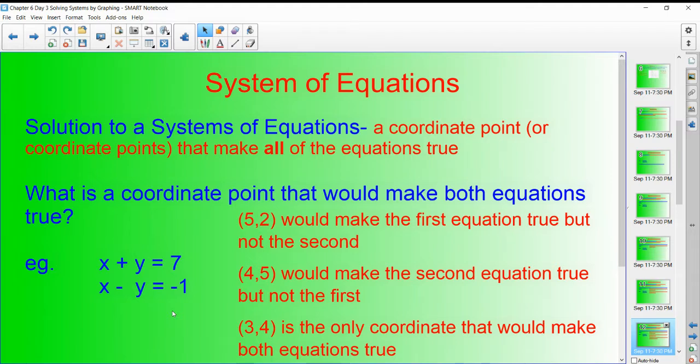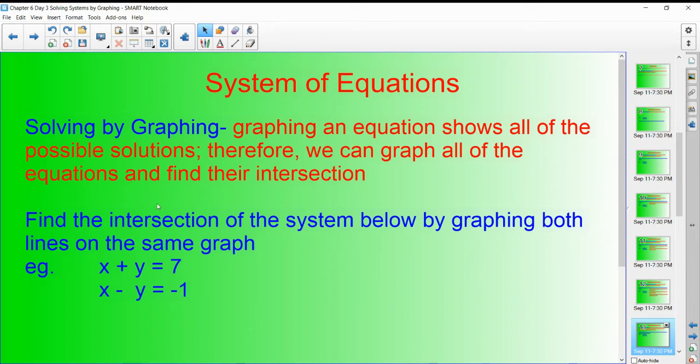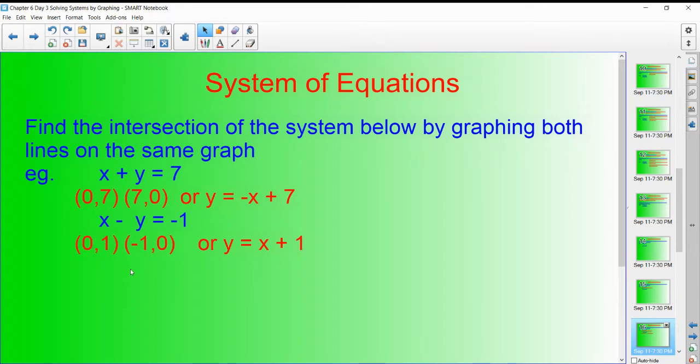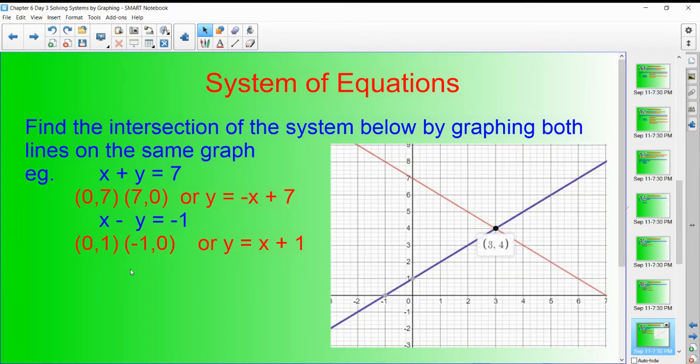Now, I could do the guess and check method, but I could also do this graphically. So to solve by graphing, I want to graph the two lines on the same graph. I want to be accurate, and then I can find where they intersect. So we're going to graph both of them. I'm going to use the x and y intercept method, but I could write it in y equals mx plus b, slope-intercept form, too. I find the information that I want to graph for both of them, and then I go ahead and graph it.